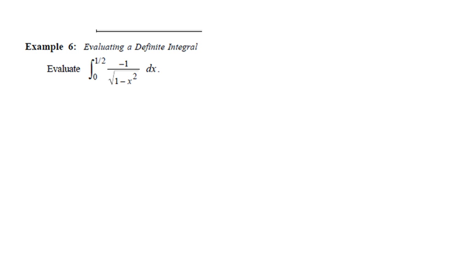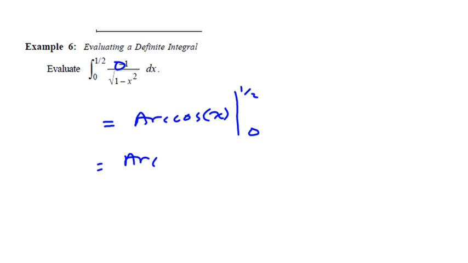We look at this and we say, oh, it's got a negative value there. So therefore, this equals the arc cosine of x evaluated from 0 to 1/2. So that would be arc cosine of 1/2 minus arc cosine of 0.